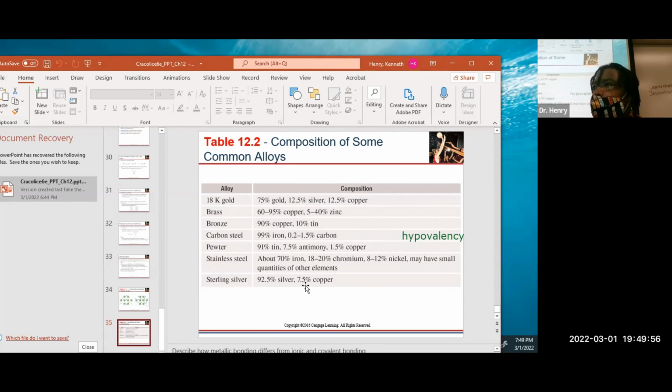But it can make your neck green. It actually starts reacting with some of the components in your sweat.